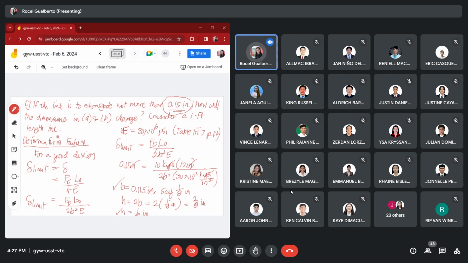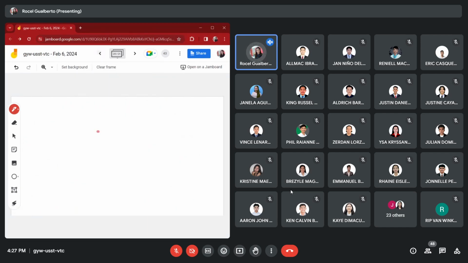Yan po ay kapag ang kinonsider natin ay deformation failure. Pero we go back to the problem. Ano po ba yung requirement? Sabi dito, if the link is to elongate not more than 0.15 of an inch, how will the dimensions in A and B change? So, babalikan po natin yung A at saka yung B. For letter A, you are asked to design based on the ultimate strength, based on sigma U.